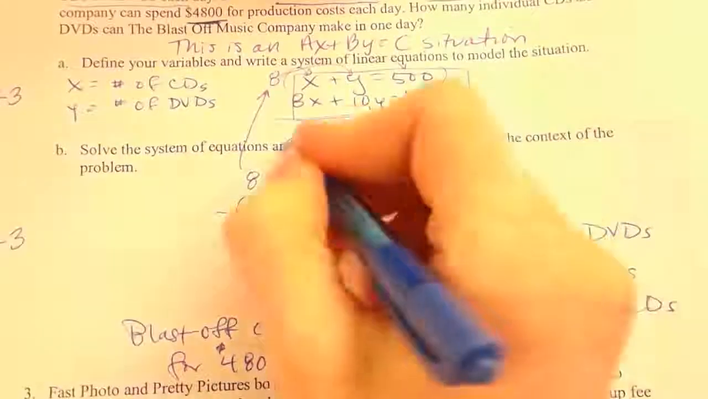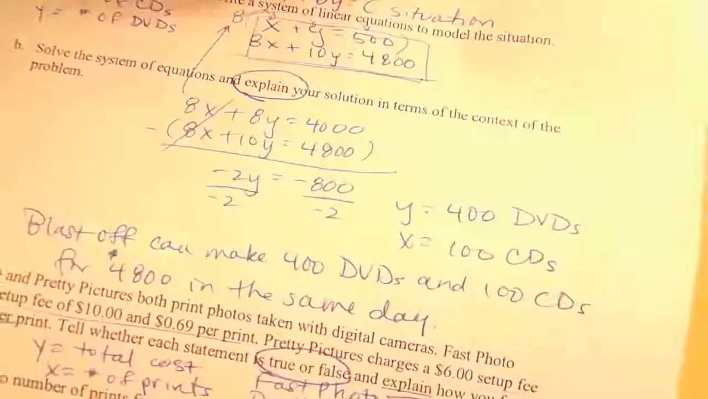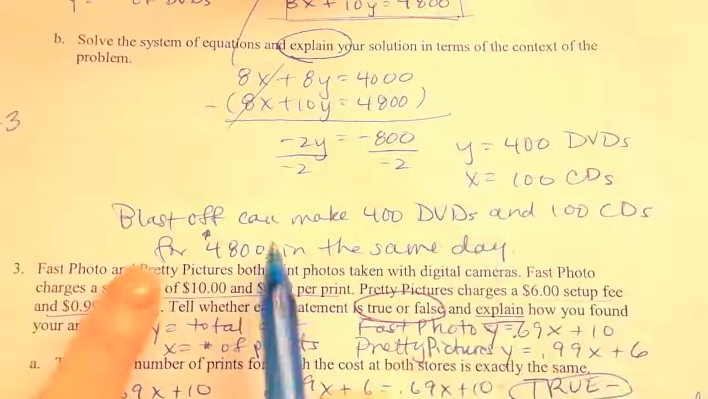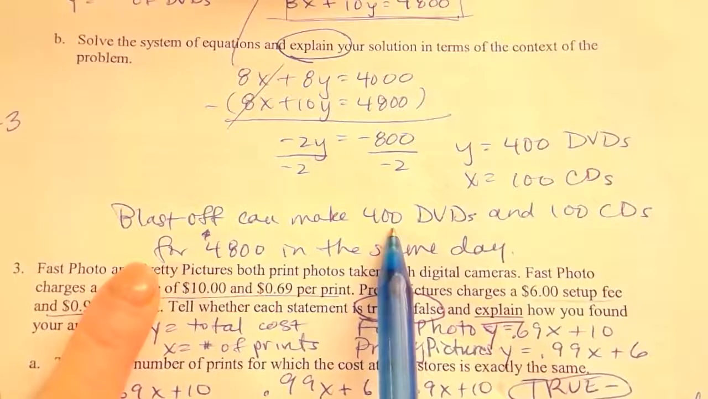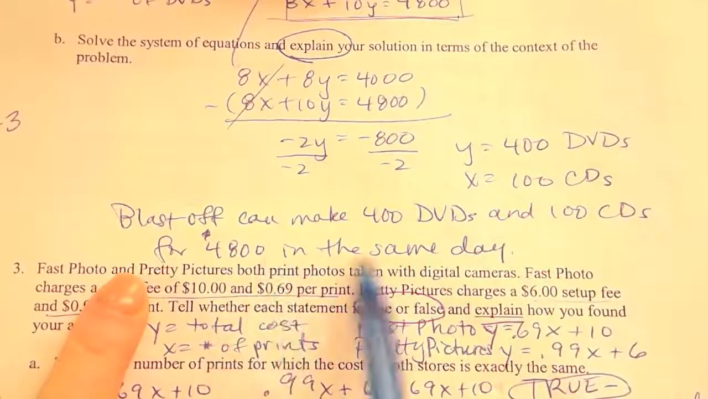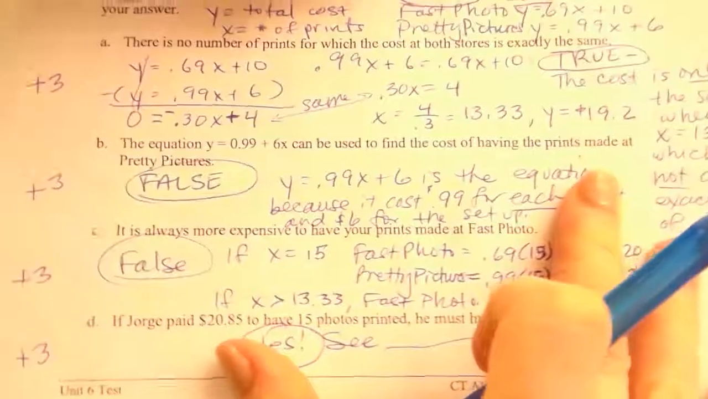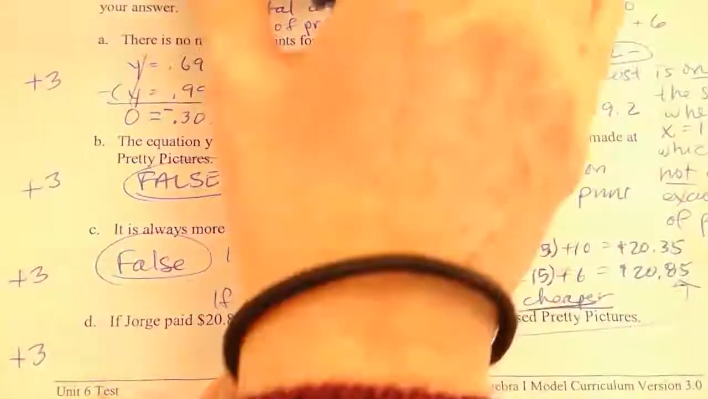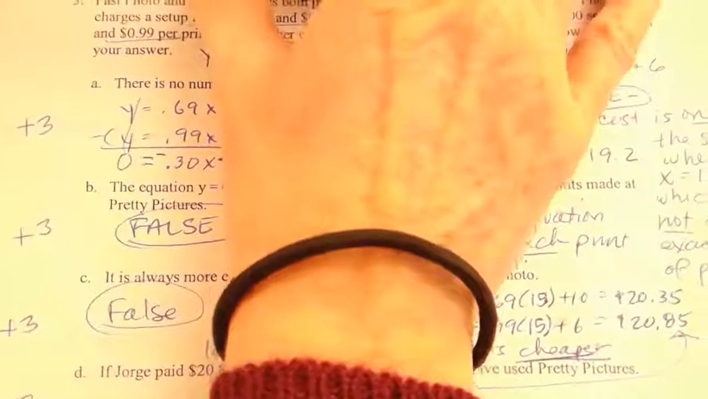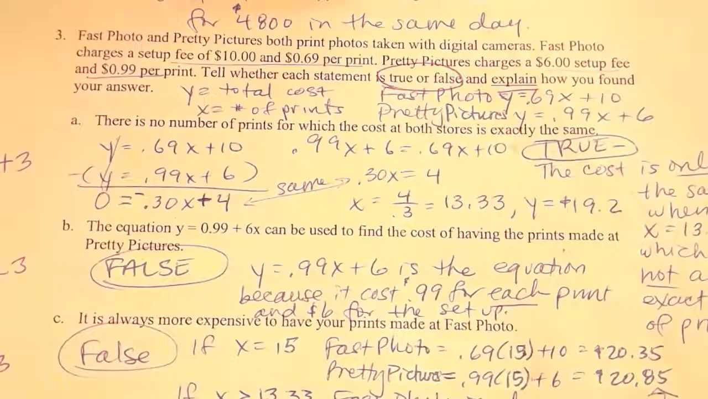And they asked you to explain your solution in the context of the problem. So based on those numbers, Blastoff can make 400 DVDs and 100 CDs for $4,800 in the same day. That would be my explanation. Okay. Number 3, Fast Photo, Pretty Pictures. We had a situation here where you were asked about 2 businesses that print photos from digital cameras.